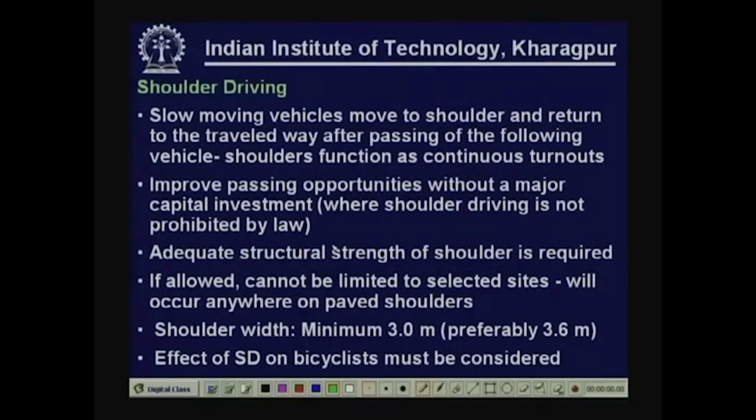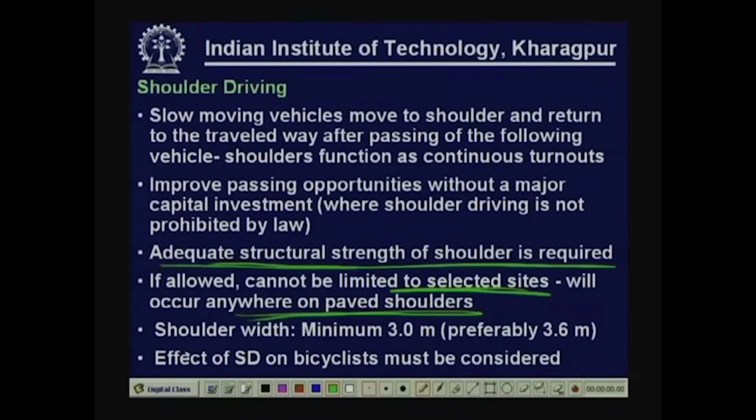Some of the other points, logical derivation: if we are allowing shoulder driving, then adequate structural strength must be there for the shoulder to support vehicle weight. And also remember that once shoulder driving is allowed, it cannot be limited to a selected side. It is very difficult to enforce that. So, what will essentially happen? It will occur anywhere on paved shoulder. So, keeping these things in mind, one should decide whether to go ahead with shoulder driving.